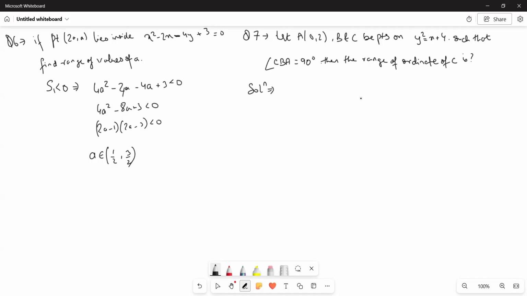Okay, well, the solution for this. And what kind of a parabola are we dealing with? y² = x + 4 implies that the parabola is a rightward opening parabola with vertex at (−4, 0), and (0, 2) in that case will be this point. Now it is given that B and C are two points on this such that angle CBA is 90 degrees. So suppose we take point C as somewhere over here.